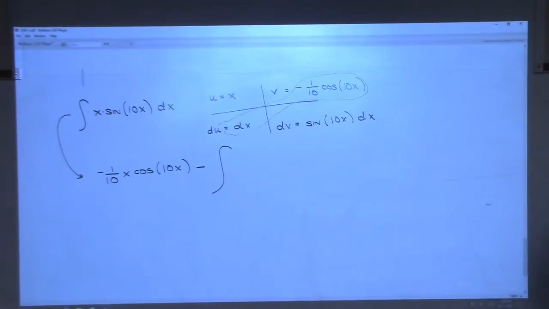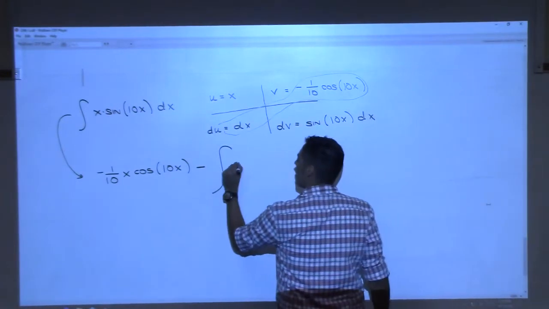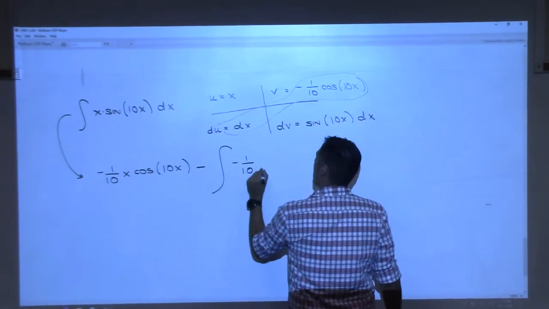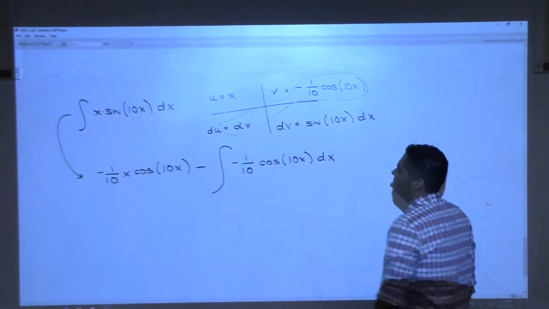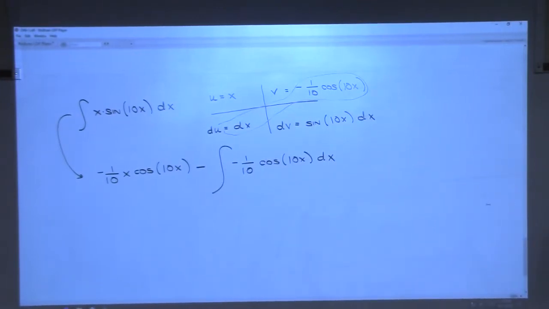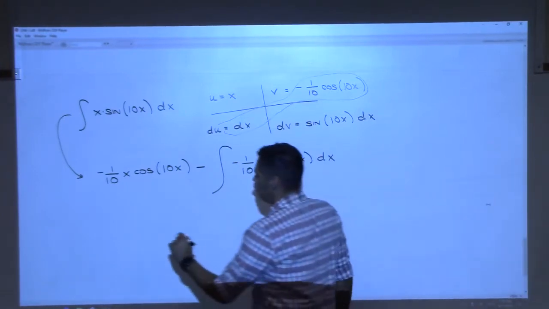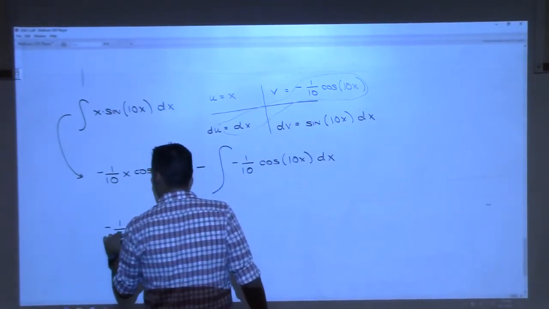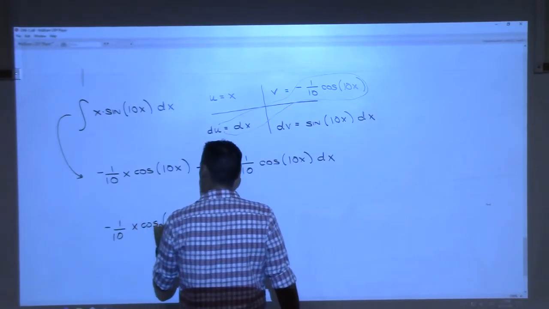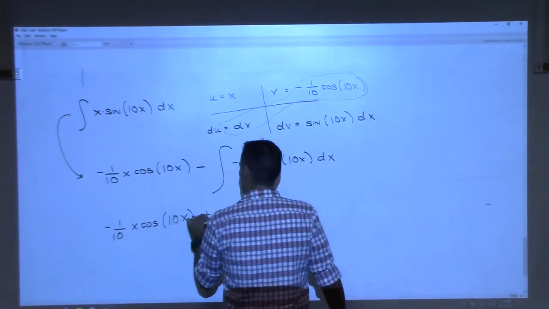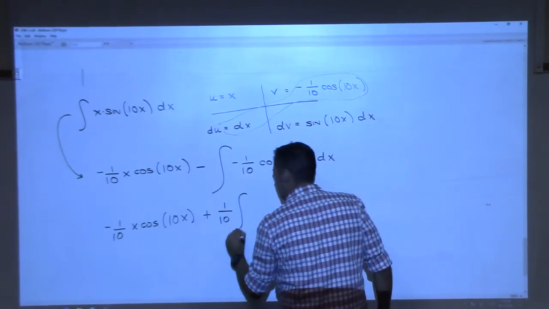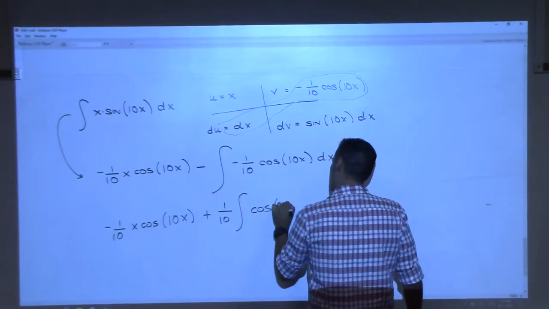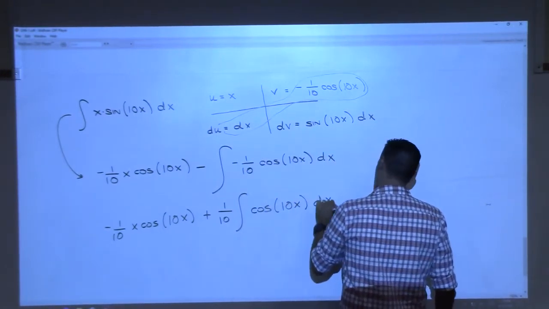All right, so let's do it. It's negative 1/10 cosine 10x dx. We're in business, because I don't mind integrating cosine. Now that constant out front kind of bothers me, so I'm going to pull the negative 1/10 out. It's going to make it a positive 1/10. And then I'm going to integrate cosine of 10x dx.